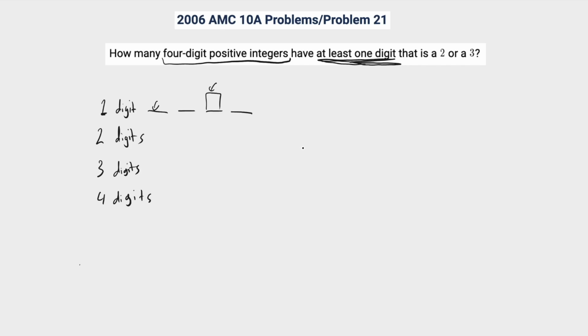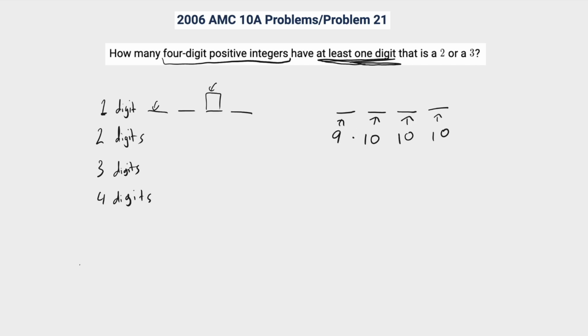Let's first find the total number of 4-digit integers. So we have 4 different spots, each representing one digit of the integer. So let's look at the thousands place. There are 10 digits, and we can use all of them except for 0, because if we used 0, then this would not be a 4-digit integer. So that means we have 9 possibilities for the thousands place. For the hundreds place, we don't have the same restriction on 0, so we'd have 10 possibilities here. For the tens place, we'd have 10 possibilities as well, and the same for the ones place.